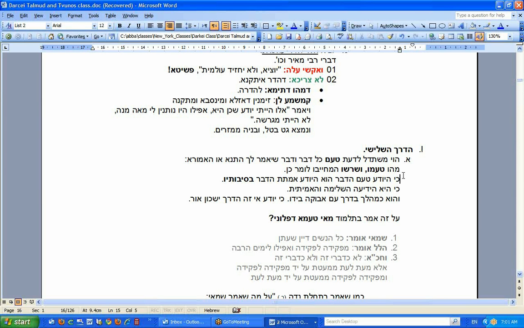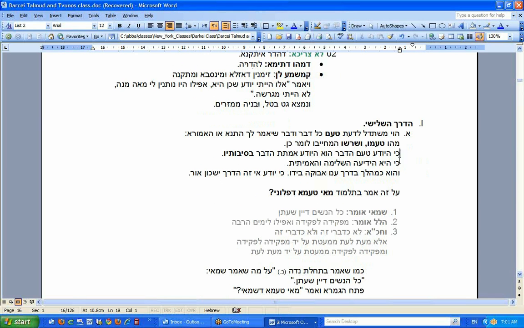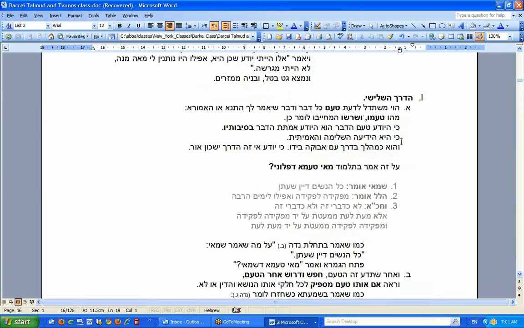Okay. Ki hayodea ta'am hadavar hu hayodea emitas hadavar b'sibasav. A person who understands the reason for something understands the truth about its cause. There we go. Favorite cause over there. Everything that we read has to have a cause, either a pasuk or a svara. I'm going to get into that later on in the Sefer. When you know the ta'am, the reason for something and its source, then you have what's called a complete, true picture of the idea.